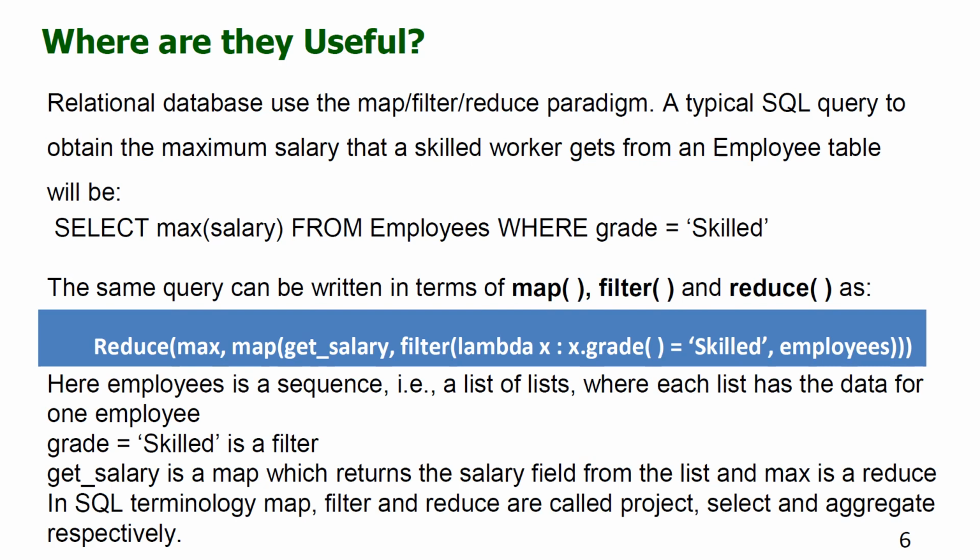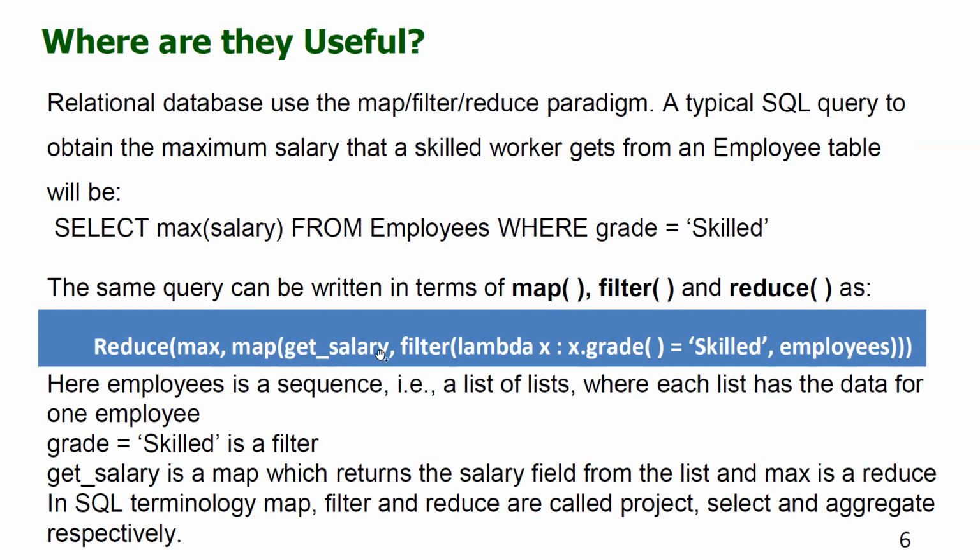Now, how to write this relational database query in the form of programming? By using these three. Here reduce, we are going to finally reduce to the max, because we have to find out the maximum salary. And we have to map, map get salary, so we get the salary of all employees where the grade is skilled.